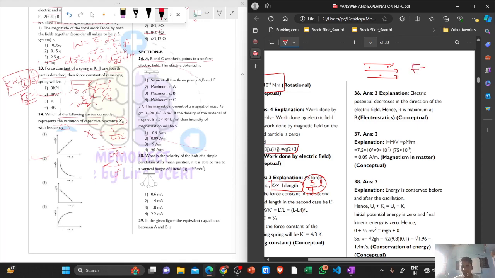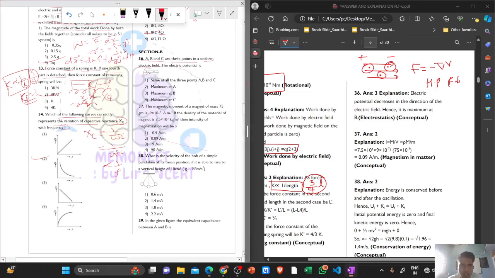You know, electric field is equal to minus the gradient of V. So the higher the field, the lower the potential. We know that the electric field is in the direction of decreasing potential. So the highest potential will be here, and lesser at the point P. It is the maximum at B. Option third will be the correct answer.